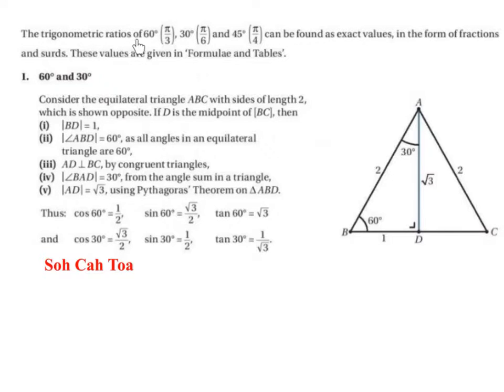The trigonometric ratios of 60 degrees, which is pi over 3, 30 degrees, which is pi over 6, and 45 degrees, which is pi over 4, can be found as exact values in the form of fractions and surds. These values are given in formula and tables. So 60 degrees and 30 degrees.